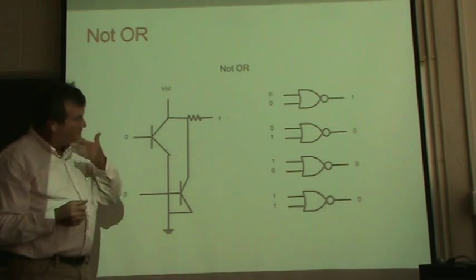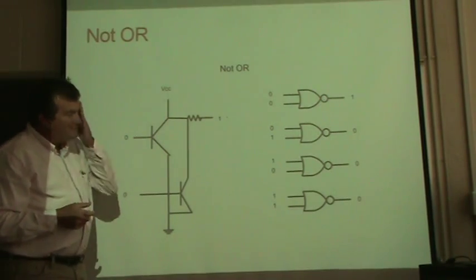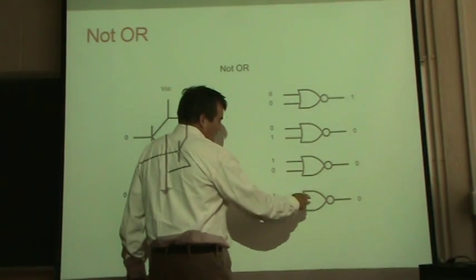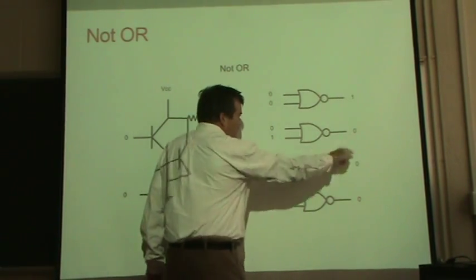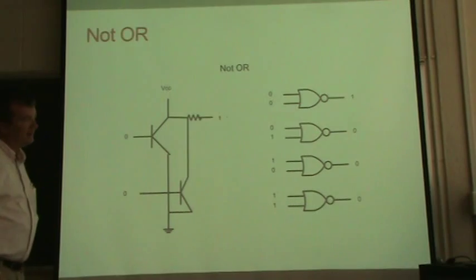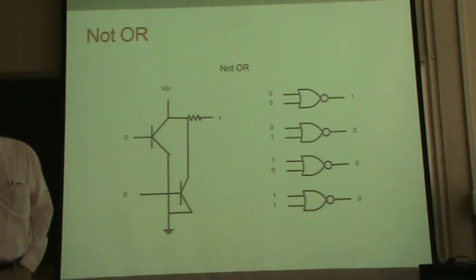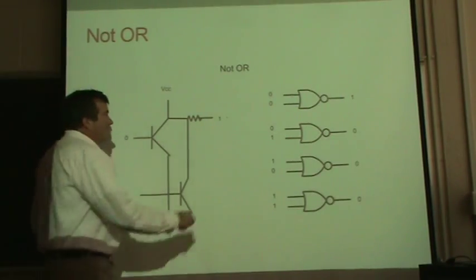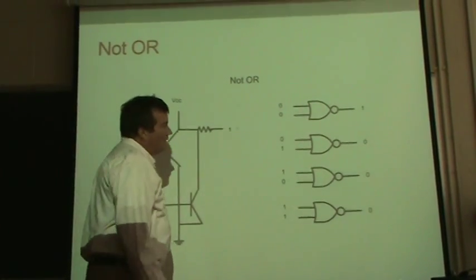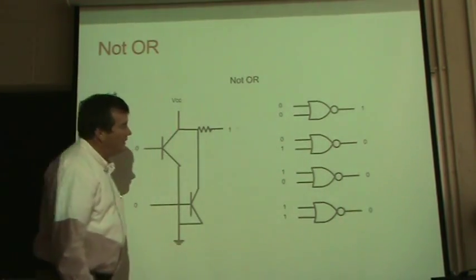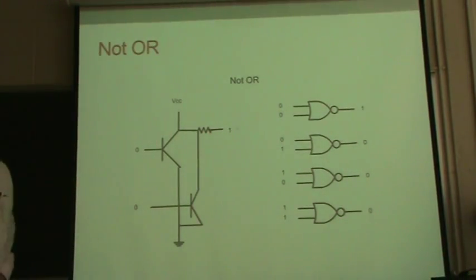So this has the behavior that if any one of the inputs is on, the output is off. So you might call this thing "anything on means output's off" or something like that. What we're going to end up calling this is the NOT OR, the opposite of an OR. Because if we change these from 0 to 1, 1, 1, then it would be like an OR gate.